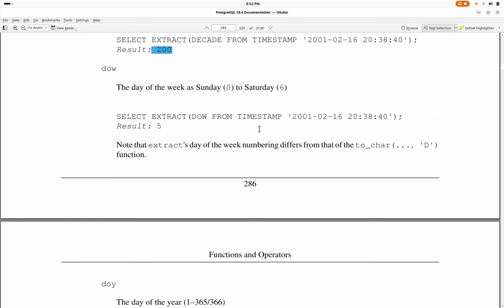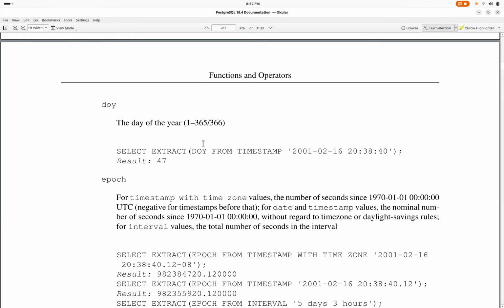Then day of the week. Sunday is 0, Saturday is 6. So we extract the day of the week for the 16th, and that would be 5, so it would be Friday. Note that extract's day of the week numbering differs from that of the to_char function.